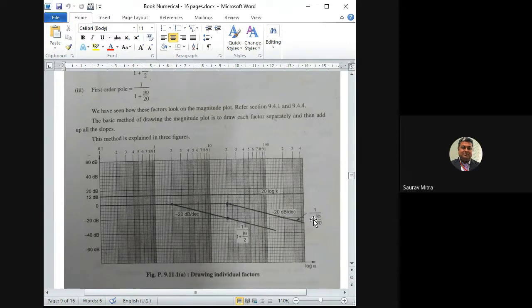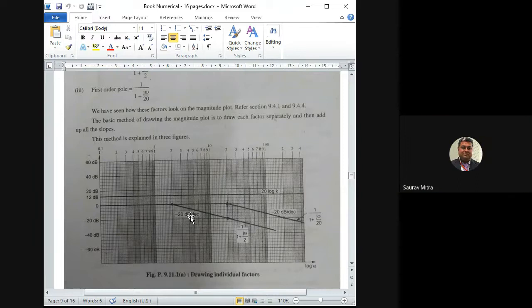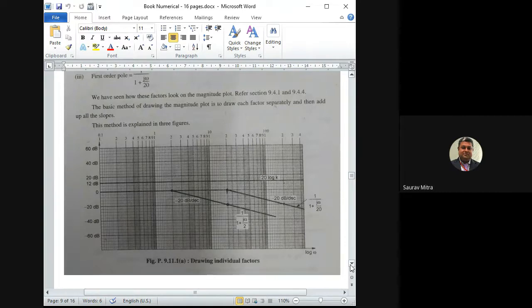So this is the 1 by 1 plus s by 20 line, and this is the 1 by 1 plus s by 2 line. Now you have to add these three. So drawing individual factors, this graph is called drawing individual factors. And what I want you to do is draw all these three things very faint. Okay, I had shown you my total complete numerical yesterday. So you have to draw this very faint. Next you have to add these three plots.